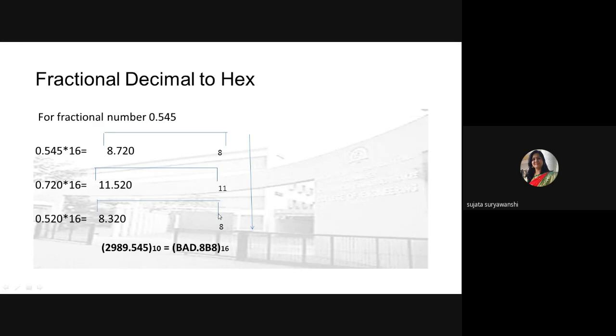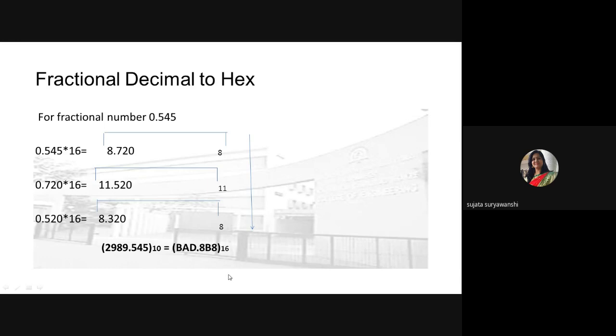Again, I'm getting 8 as a carry, so I have recorded that carry, and after that write it down in the forward direction, that is from up to down. So 8, 11 and 8. 8 and 8 are less than 9, so no need to convert them into the equivalent hex alphabet. Write them down as they are, but 11 is the hex equivalent B. So instead of 11, write the alphabet B. So this is the given decimal number, and this is the equivalent hexadecimal number.